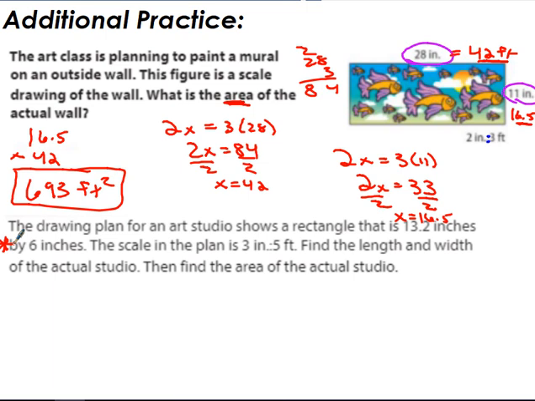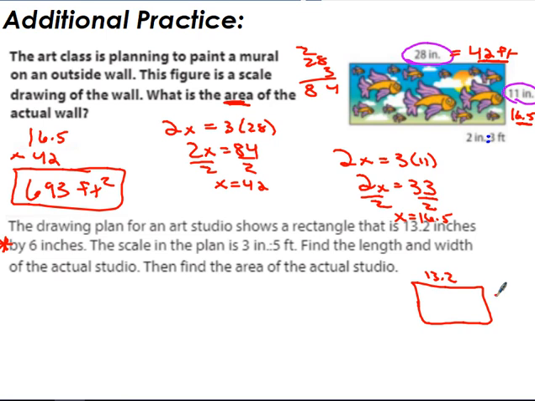Okay, so we have the drawing. The drawing plan, we have a rectangle. I like to draw it out myself. 13.2 inches by 6 inches. It is important to label everything because labeling everything is how you stay organized. Because I have my scale here. So let me do the scale in blue again.